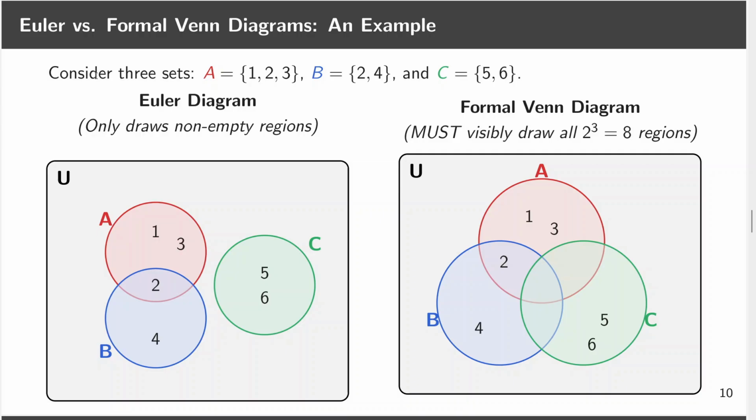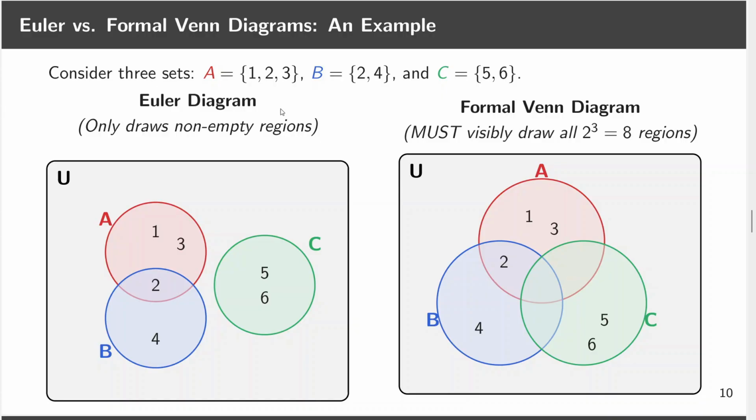We have three sets. Set A contains 1, 2, and 3. Set B contains 2 and 4. Set C contains 5 and 6. Take a moment to notice something interesting here. Sets A and B share the element 2, so they do overlap with each other. But set C contains 5 and 6, and neither of those appears in A or B. So C is completely separate from both A and B.